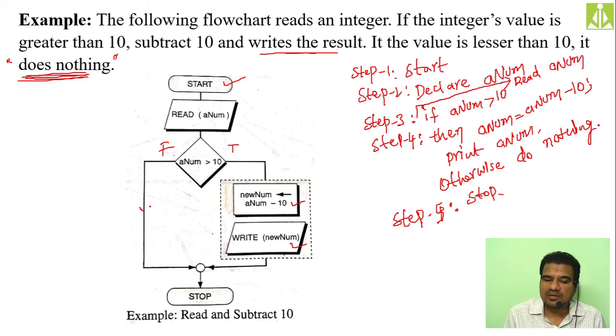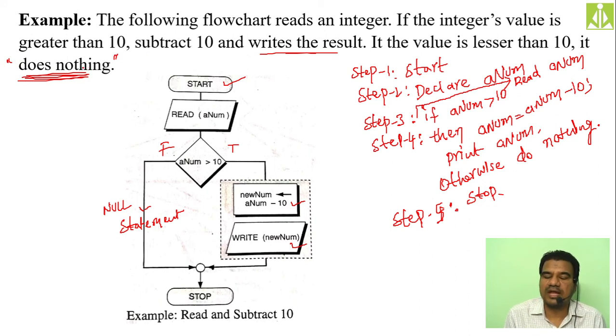In the false path, we are not doing anything. So this is your null statement, as we have not represented anything over here. Our problem statement itself says that when the value of num is less than 10, do nothing. That's why I kept this inside double quotations.